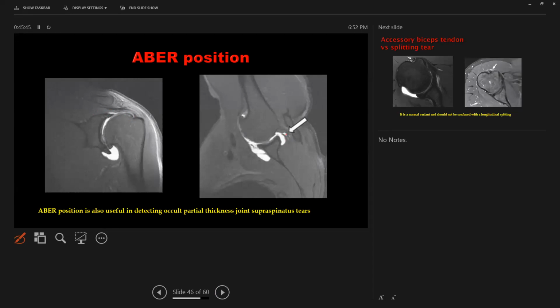Again, in the normal position here, we do not see any supraspinatus tear. However, in the ABER position, sorry, these are the arthrograms we're talking about. The ABER is specifically for when you're doing an arthrographic study. Here you can see that there is a partial thickness articular surface tear of the supraspinatus, and there is a bit of delamination as well. So the ABER position can be used routinely in arthrographic imaging to see if there are subtle abnormalities.